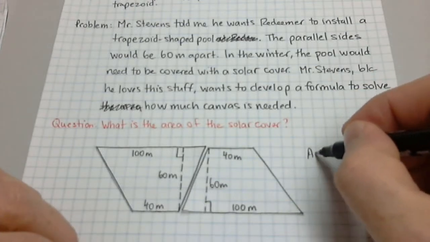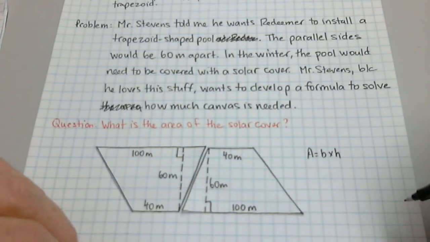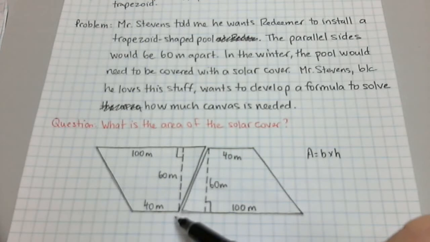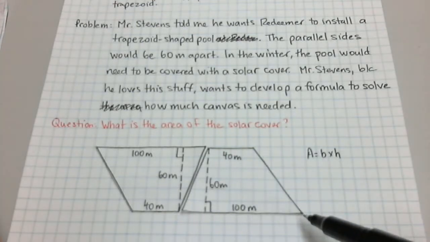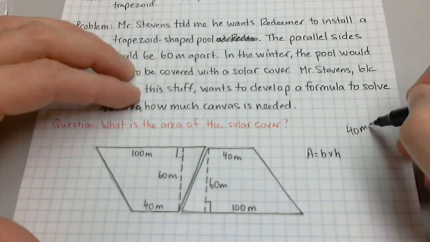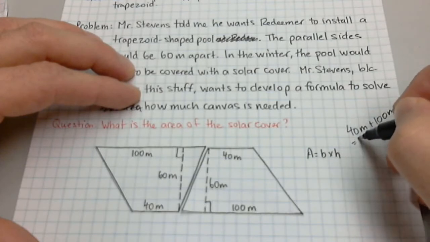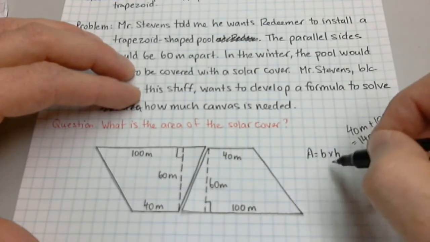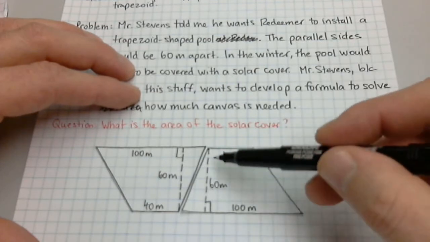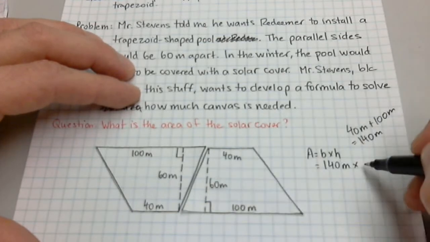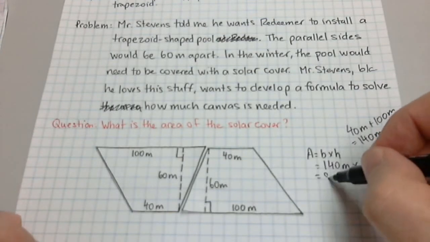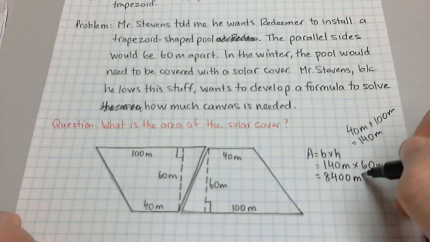Again, formula, area equals base times height. To get my base, what I need to do is look and say, hey, here's one part of the line and that I know is 40 meters, and here's the second part of the line that I'm told is 100 meters. So I have to add 40 meters plus 100 meters, which gives me 140 meters. So that's the length of my base. So I say it's 140 meters. I'm going to multiply it by the height. I know that the height is 60 meters because I'm told here that it's 60 meters. So do that multiplication. 140 meters times 60 meters is actually 8,400 meters squared.